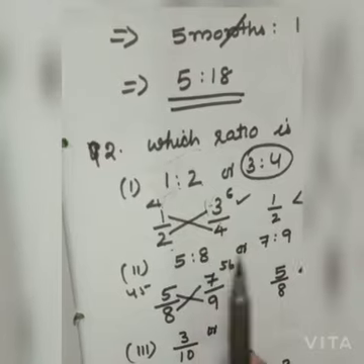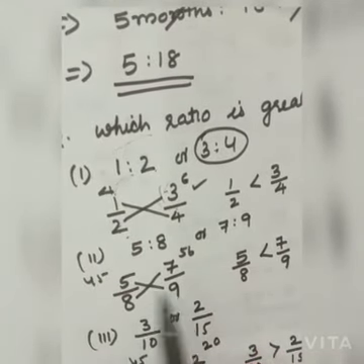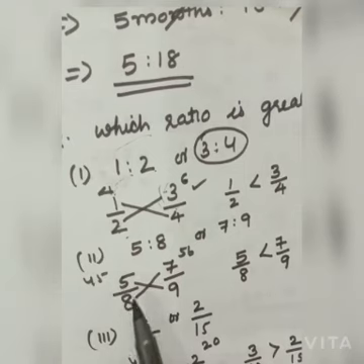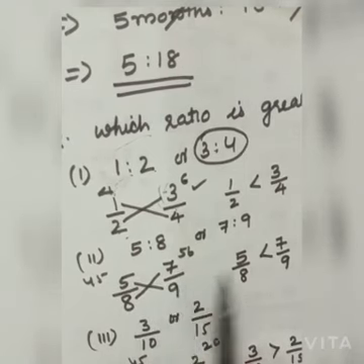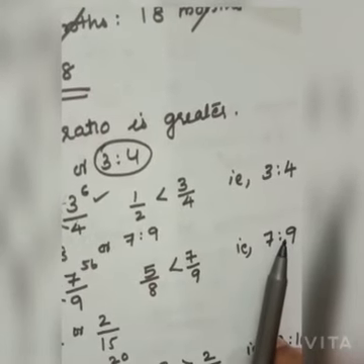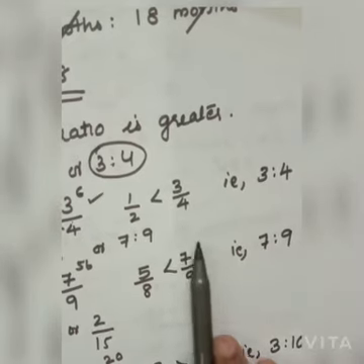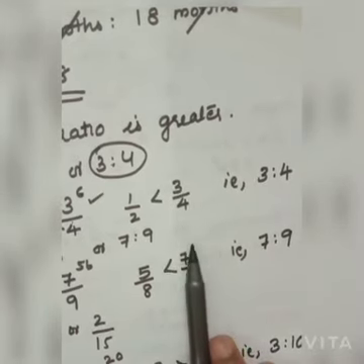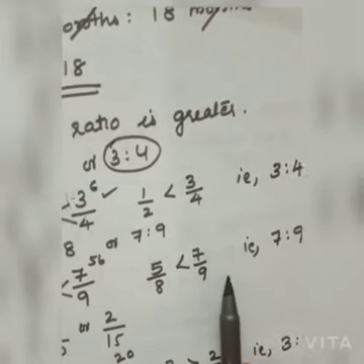Next 5:8, 7:9. 5/8 and 7/9. Cross multiply. 9 5s are 45, 8 7s are 56. 56 is greater, so 7/9 is greater. 7:9, in this form you have to write the answer. Till here you are writing, then you will get the marks. Otherwise 1/4 mark will be reduced. You will get 3/4 mark only. Okay.